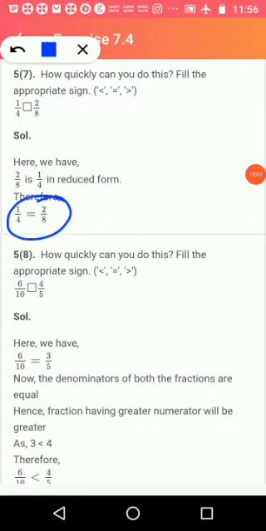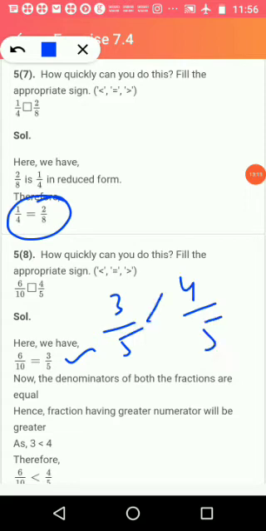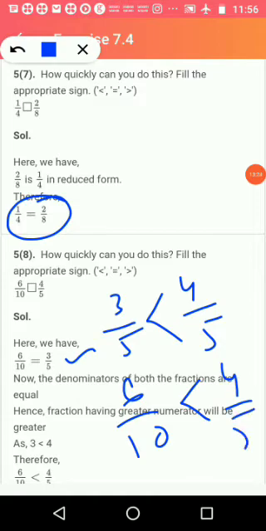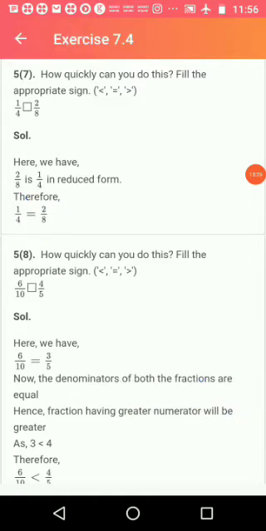Next, 6 by 10, 4 by 5. 6 by 10 is 3 by 5. And again, I have 3 by 5 and 4 by 5. So when we have 3 by 5 and 4 by 5, 3 is less than 4. So 3 by 5 is less than 4 by 5. Or I can say 6 by 10 is less than 4 by 5. Okay, next.